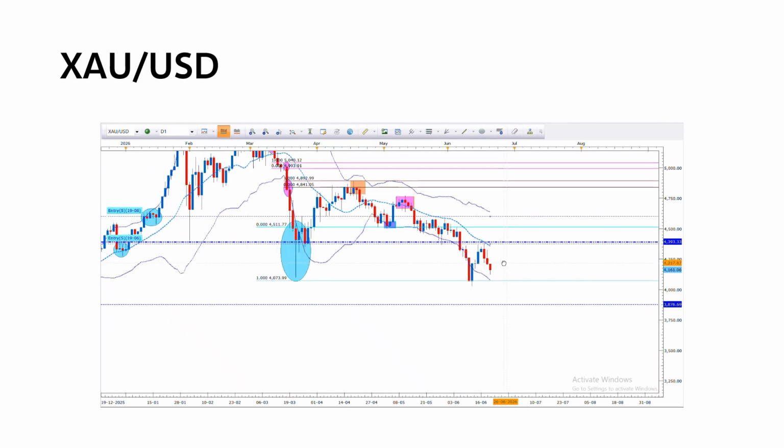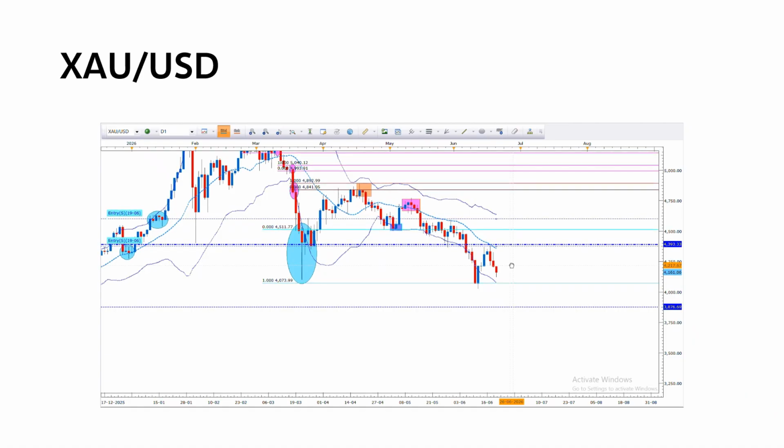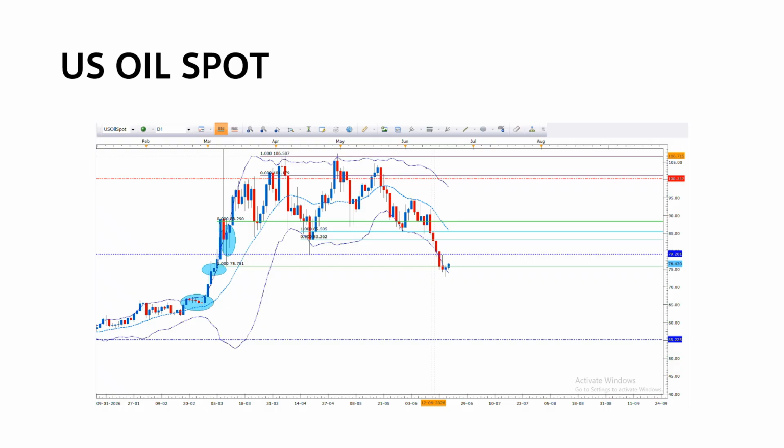But as of now, with the renewed strength in all the currencies, the metal has been bearish and it'll take some time for the bulls to come back and take charge. The chart on our screen is that of US oil spot, and we're looking at the daily chart. The US oil has had some massive drops during the last 1 week after the announcement of the peace deal between the United States of America and Iran.